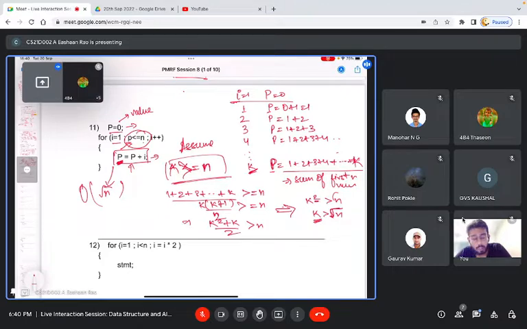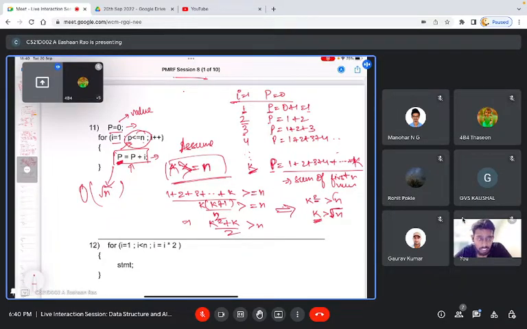Right now we don't know the value of n, so we have to see how the value of p is increasing. So we are tracing it out. When i is 1, we check what the p value is. When i is 2, we check the p value. When i equals 1, p is 1; when i equals 2, p is 1 plus 2; when i equals 3, p is 1 plus 2 plus 3.